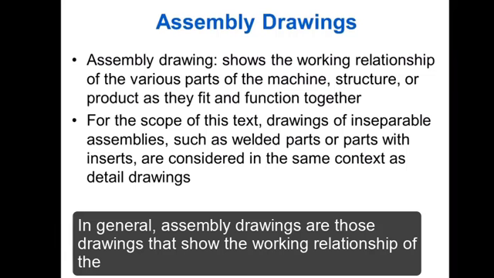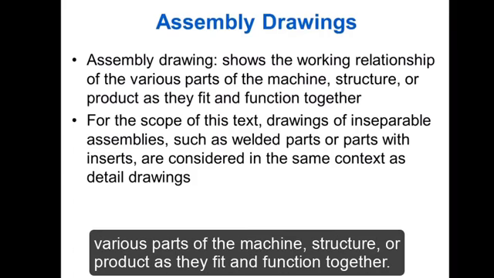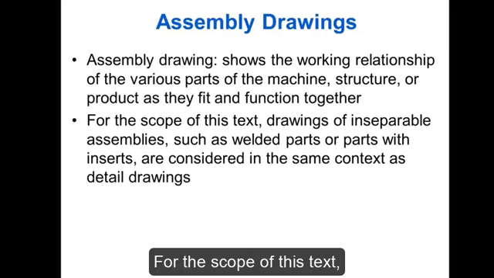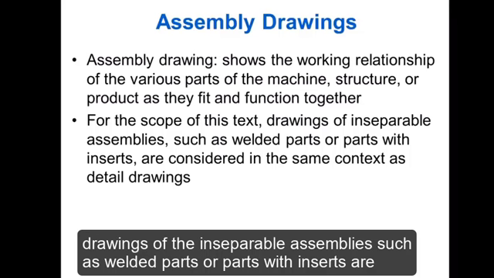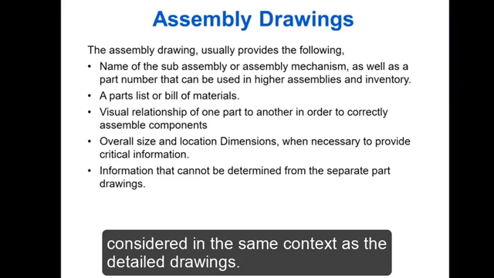In general, assembly drawings are those drawings that show the working relationship of the various parts of a machine, structure, or product as they fit and function together. For the scope of this text, drawings of inseparable assemblies such as welded parts or parts with inserts are considered in the same context as detailed drawings.